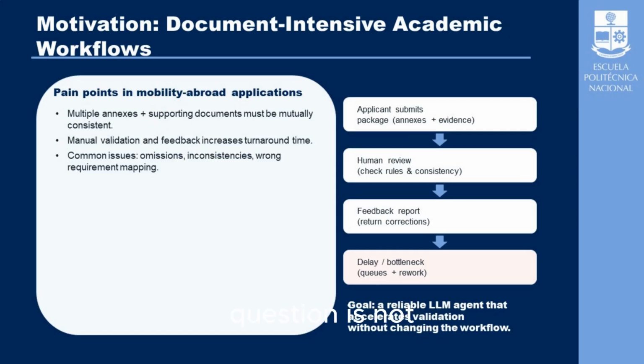The guiding question is not whether large language models can write text, but whether they can act as dependable validators: classify whether a request is correct, and produce actionable checklist-style feedback when it's not. Because the procedure is domain-specific and highly structured, model selection becomes non-trivial, especially when we want to run models locally at low cost.